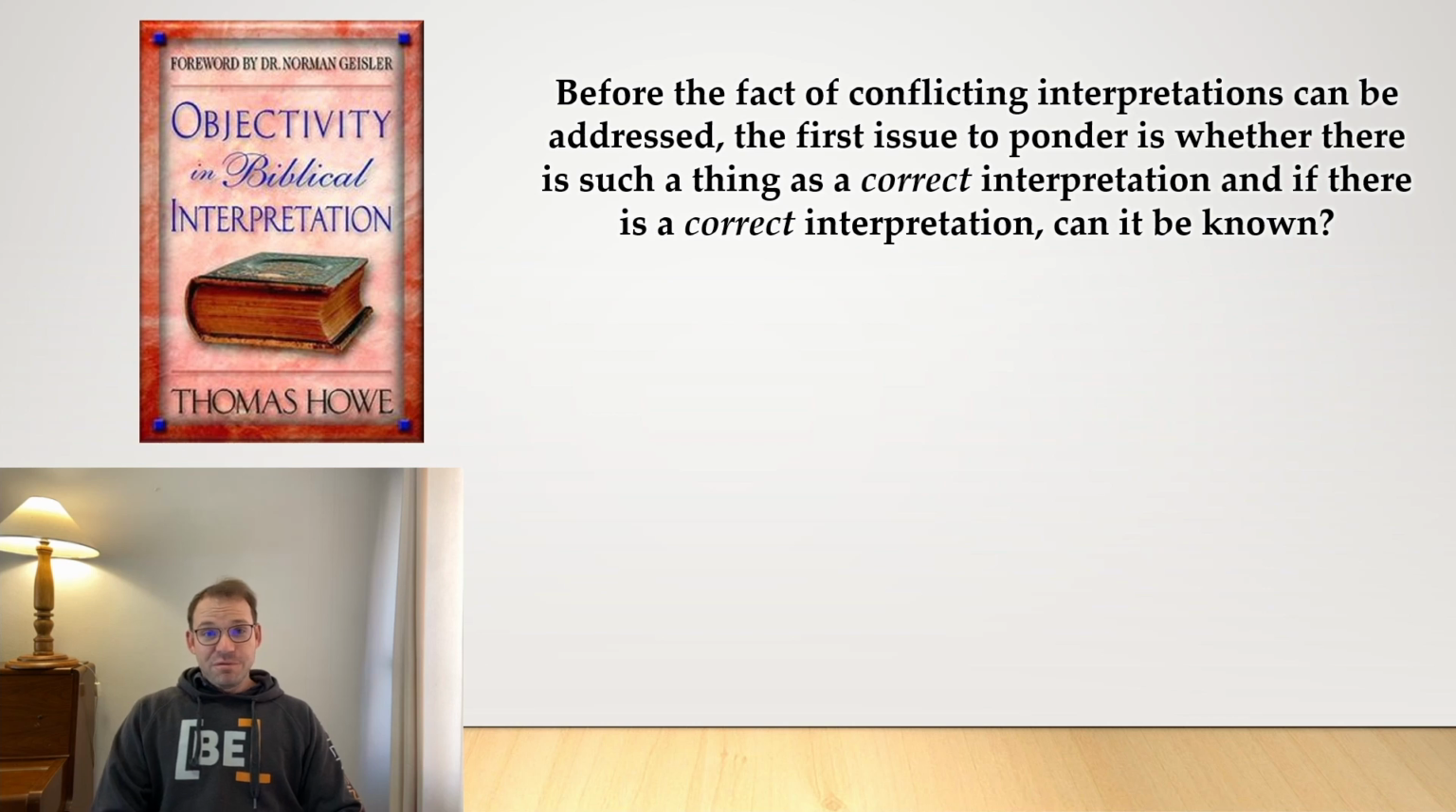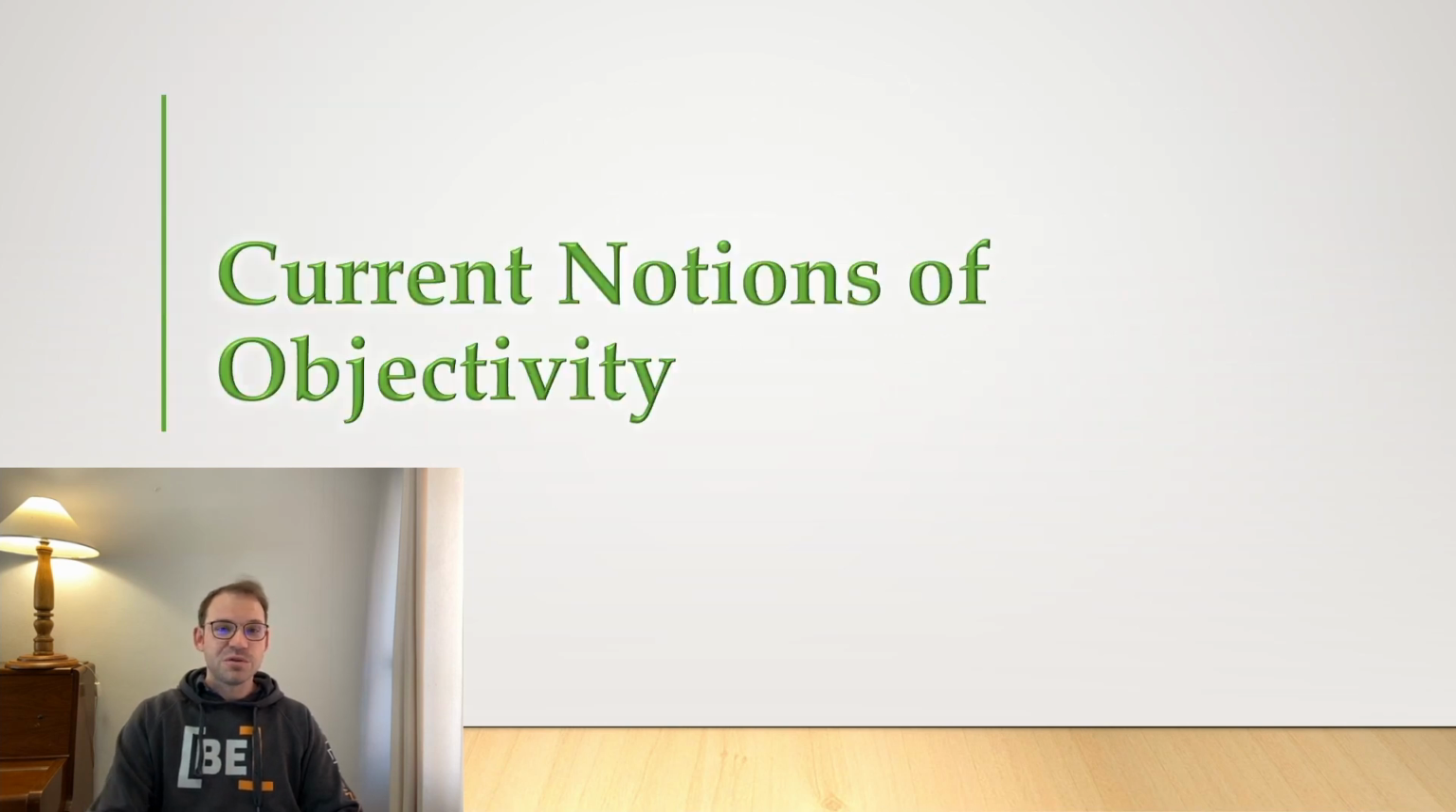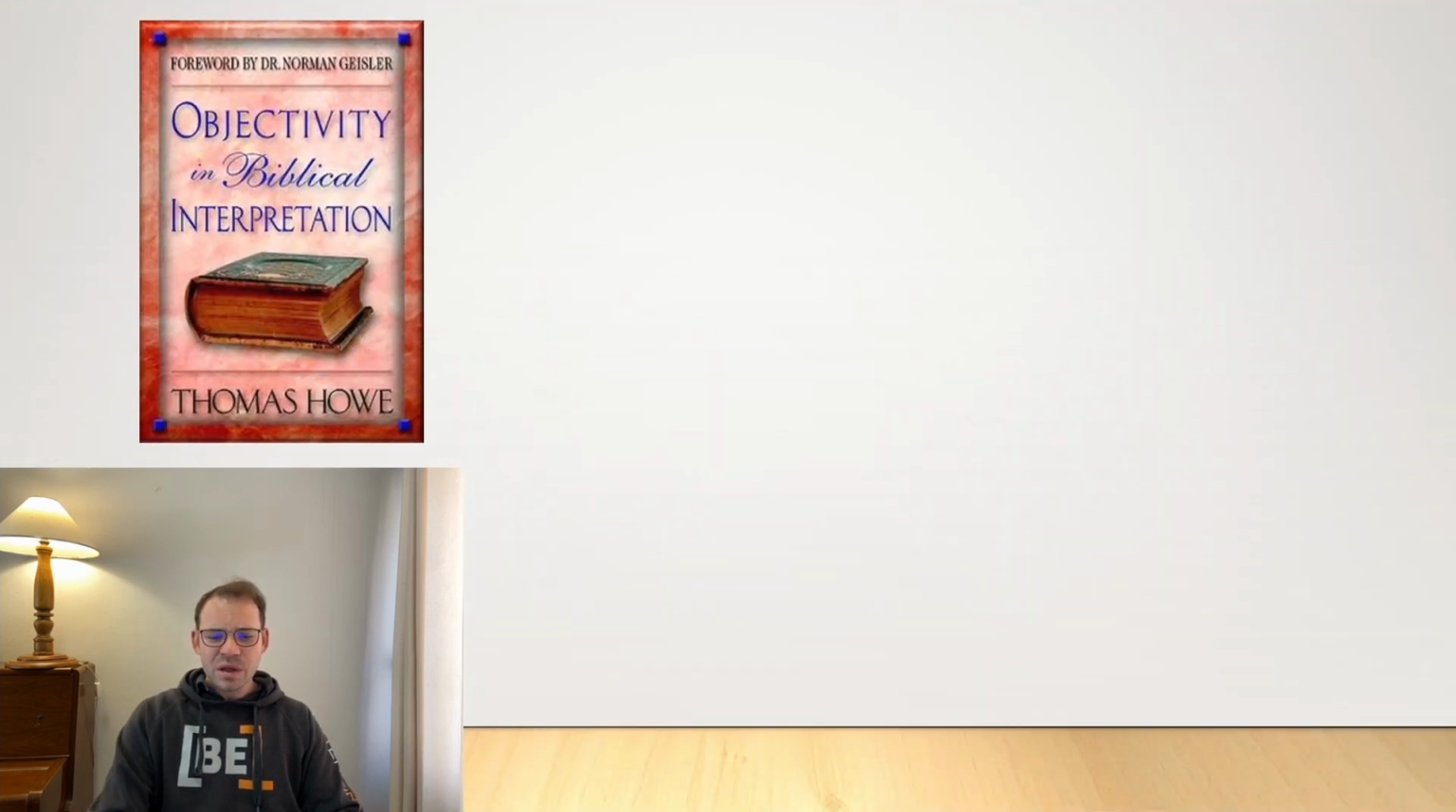Before the fact of conflicting interpretations can be addressed, though, the first issue to ponder is whether there is such a thing as a correct interpretation, and if there is a correct interpretation, can it be known? So that's the first thing that we need to address. And to do this, Dr. Tom Howe suggests that we start with the notion of objectivity. And this then leads us to the current notions of objectivity.